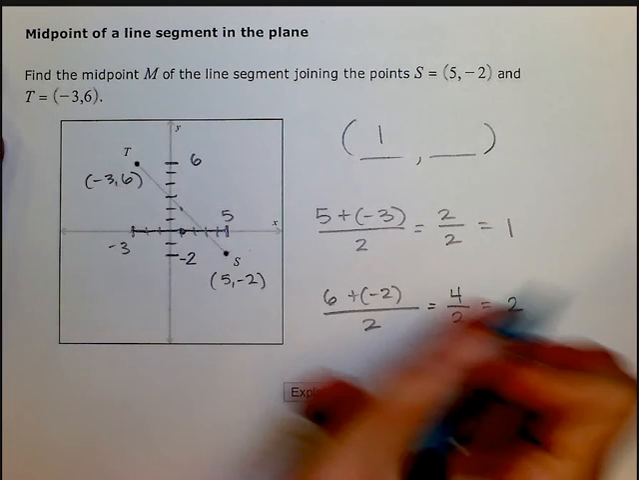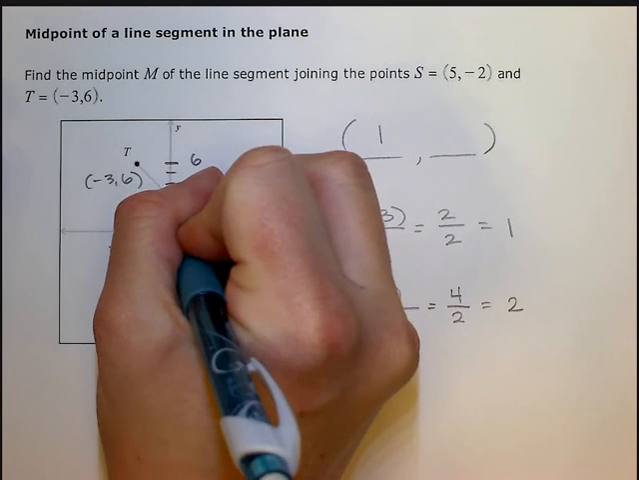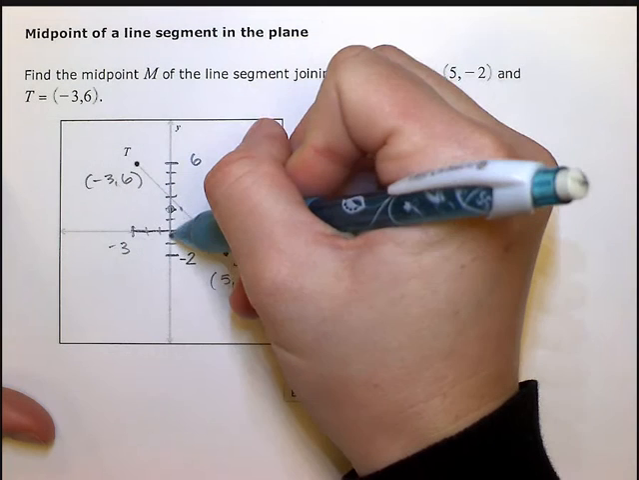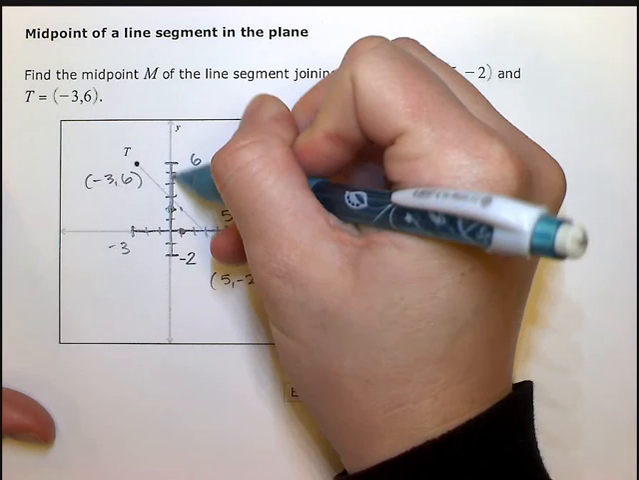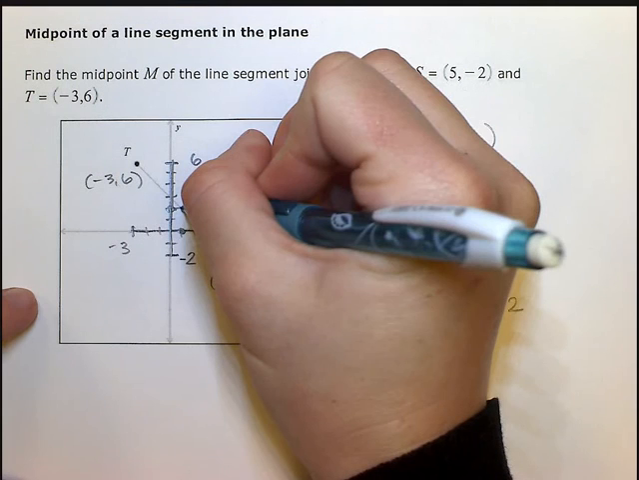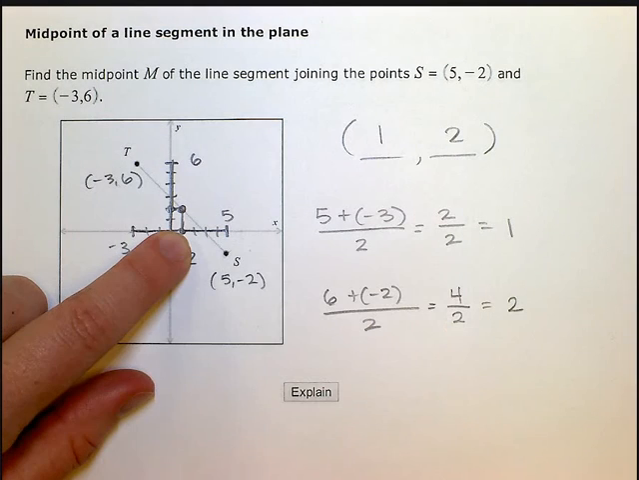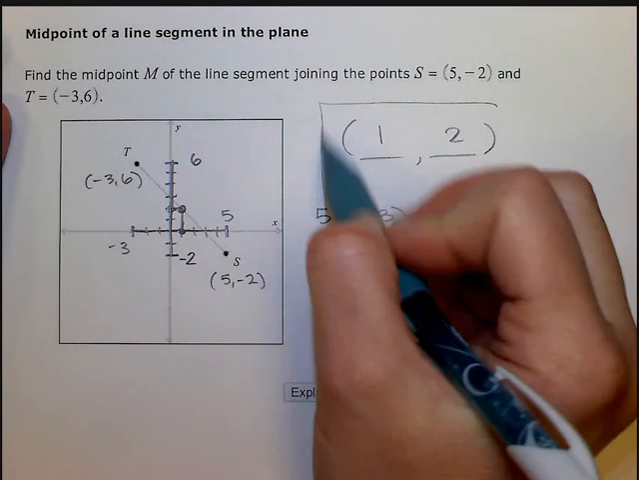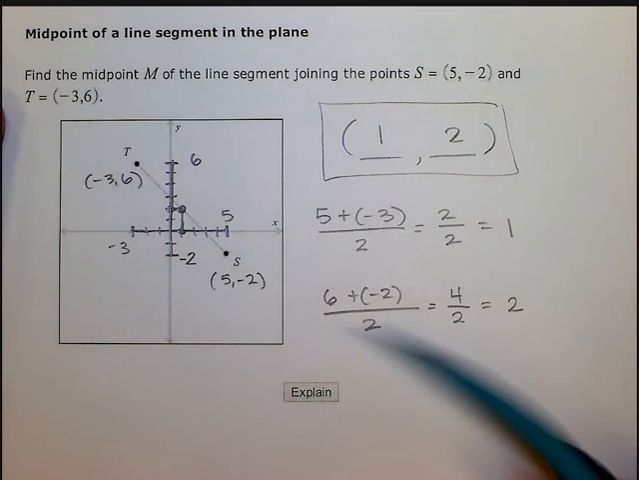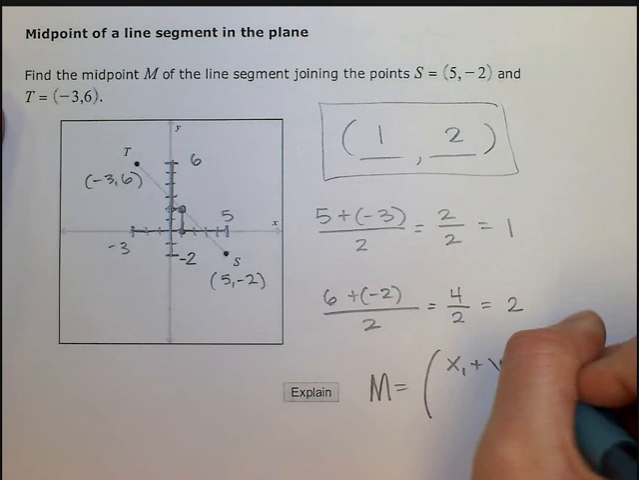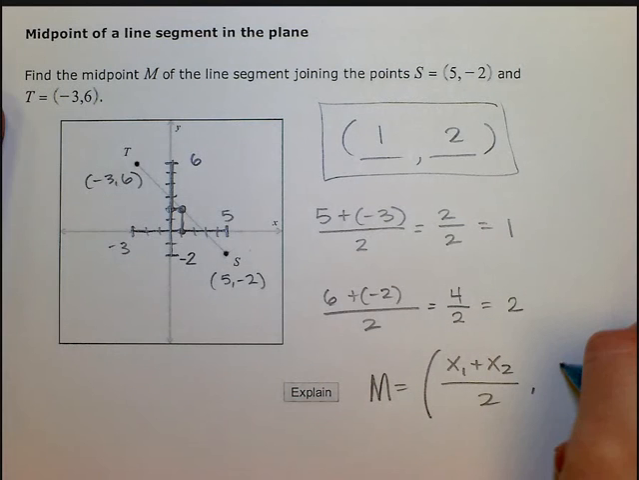So right here, I can see that this point at 2 is halfway between 6 and -2. So when we put those together, that gives us this midpoint of 1, 2. So this would be my midpoint for that. Now, if you don't want to think about averages, you can just use the formula, which is this. You take your x's and average them, and you take your y's and you average them. And that's it.